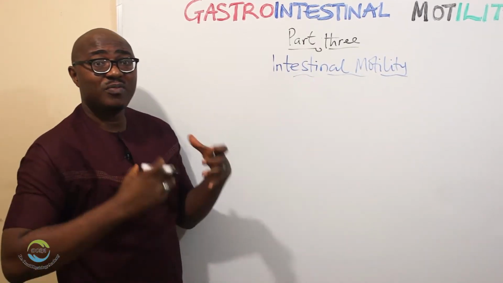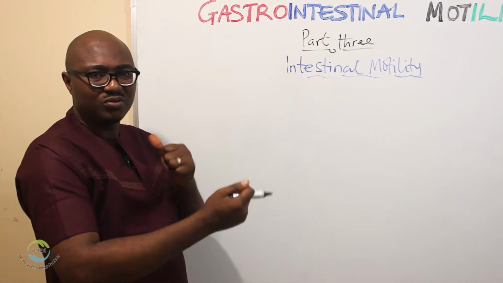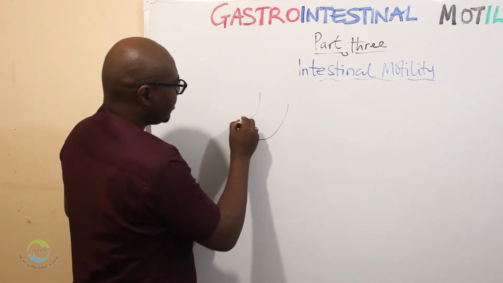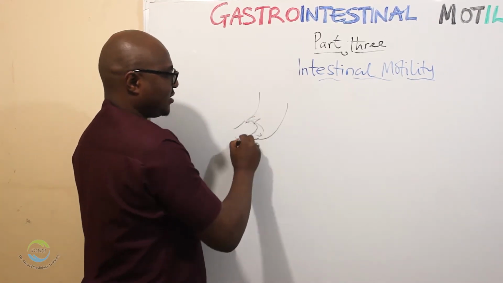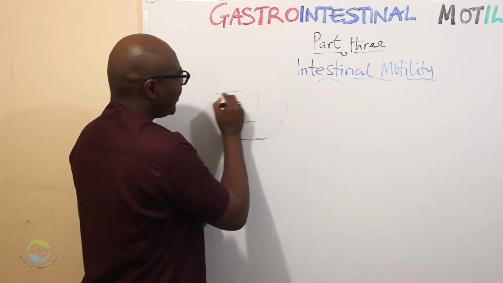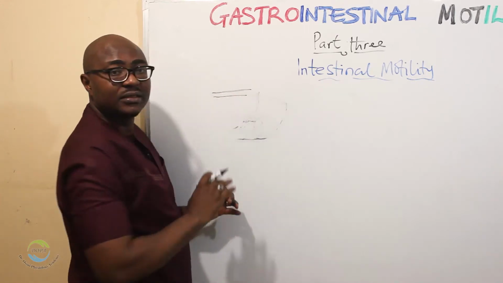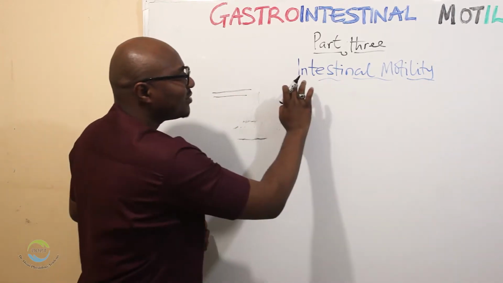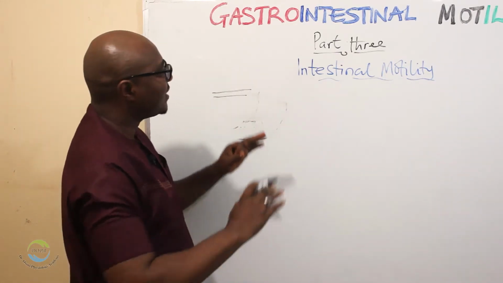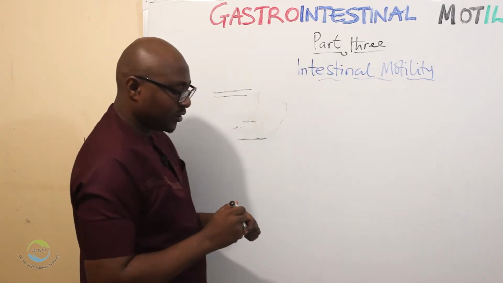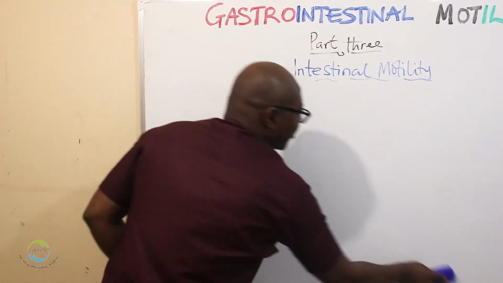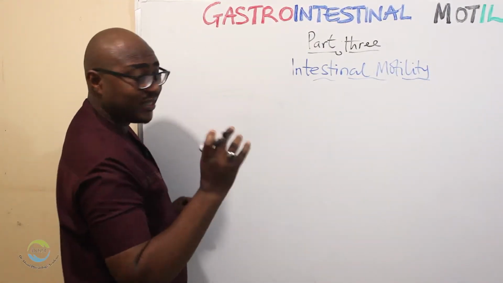In the stomach, the purpose of the mixing is to really break the food. That's why the ending part of the stomach has very thick smooth muscle. But the intestines are very slender, especially the small intestines. This intestinal motility is divided into two: small intestinal motility and large intestinal motility. Let's start from the small one. Both of them have similar properties, but some differences also.